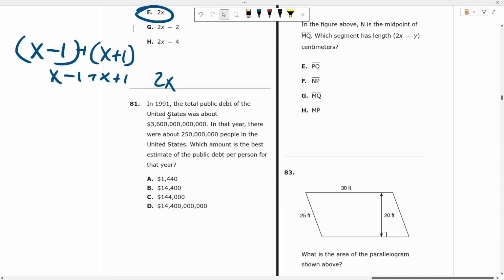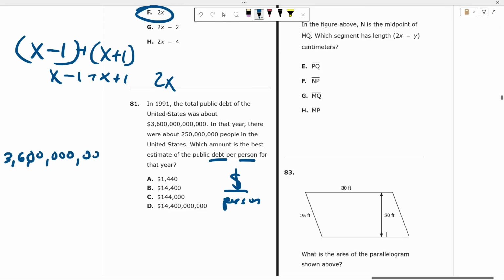81 said that in 1991, the total public debt of the US was about $3.6 trillion that year. There were about 250 million people in the United States. Which is the best estimate for the public debt per person that year? So if you want to find the debt per person, that's dollars over person, which would require you to do 3.6 trillion, which is a lot of zeros.